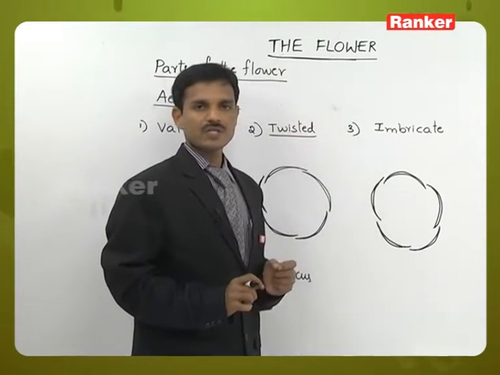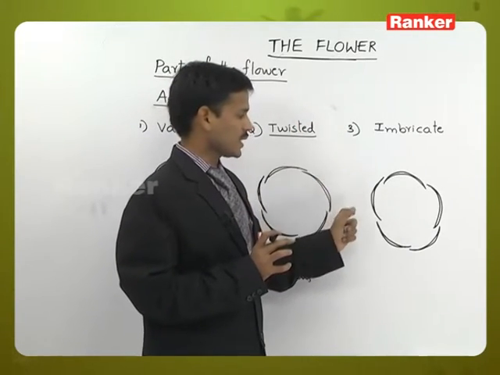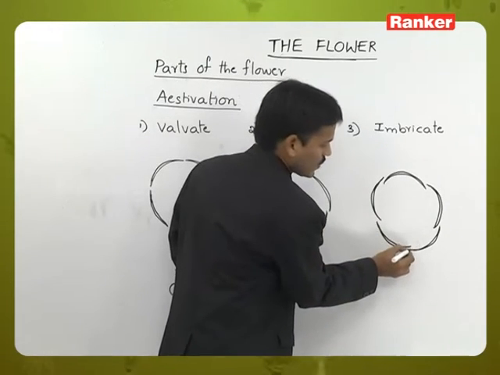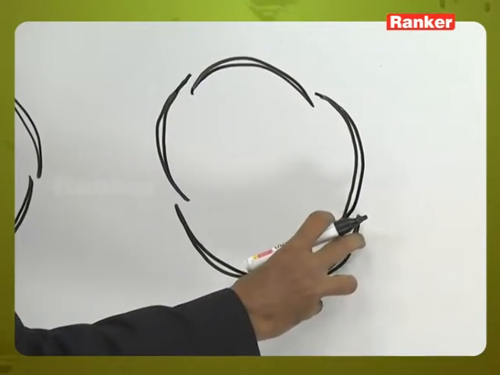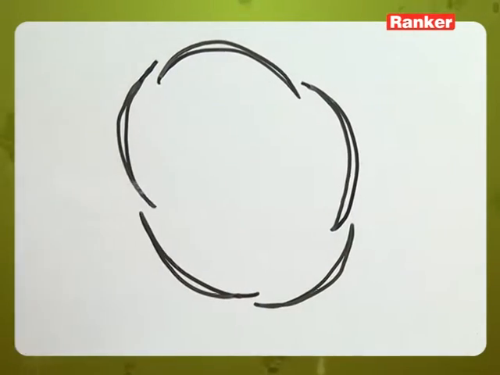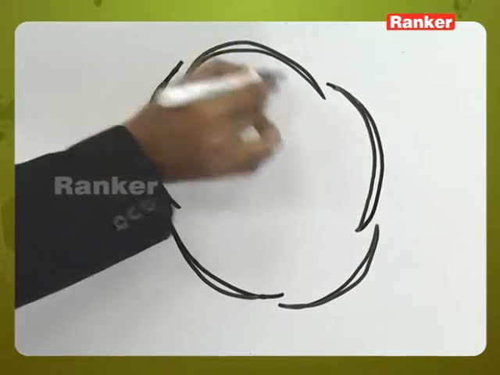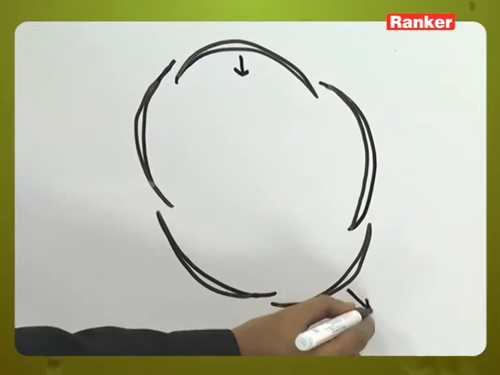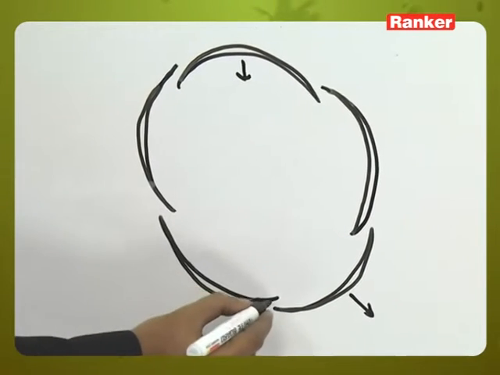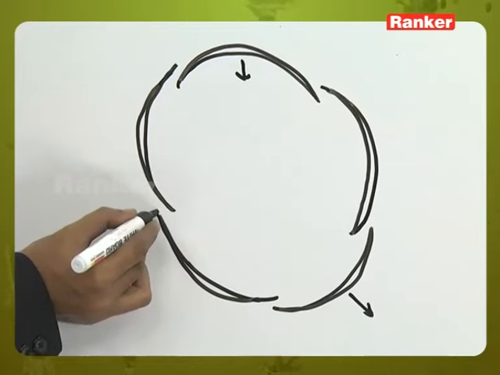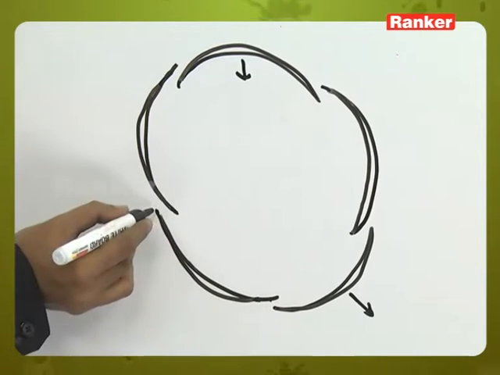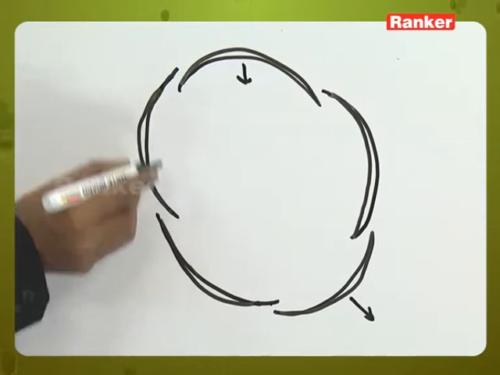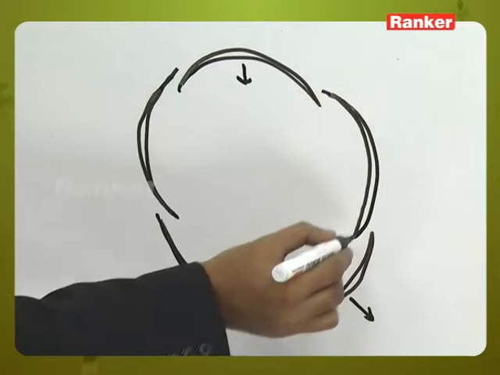In the imbricate type of aestivation, the sepals or petals are arranged in an irregular manner. One sepal or petal is completely outside and another is completely inside, and in the remaining three, one margin is inside and the other margin is outside. So one margin is overlapped and the other margin is overlapping. In this one also, one margin is overlapped and the other is overlapping.